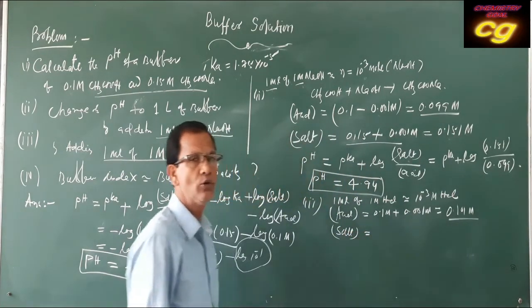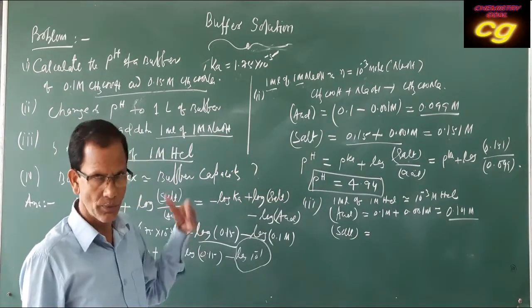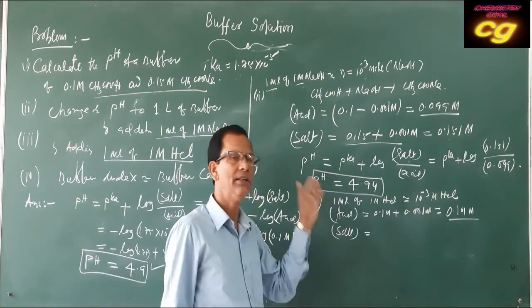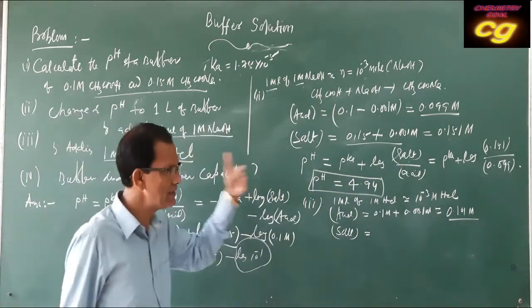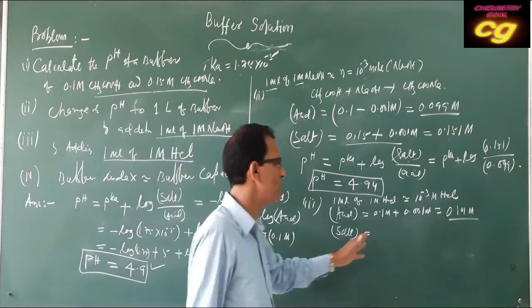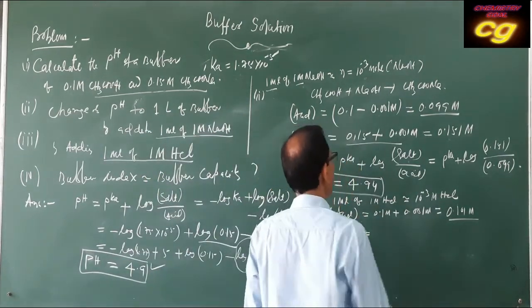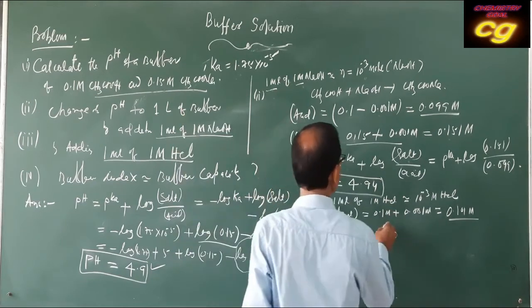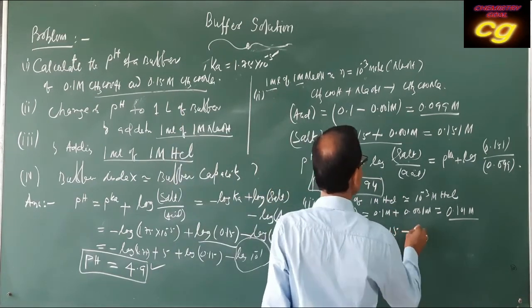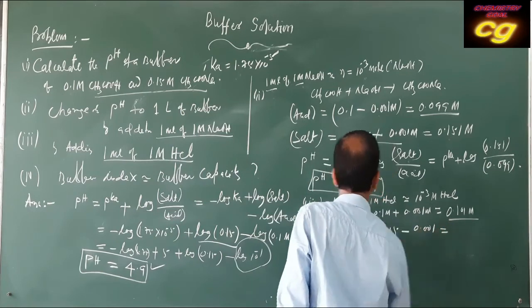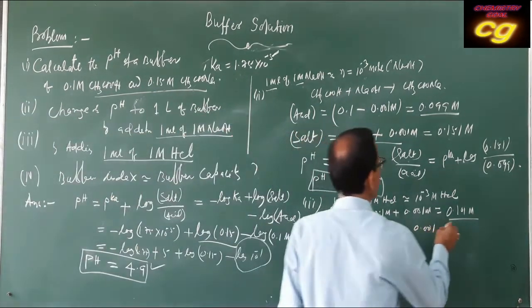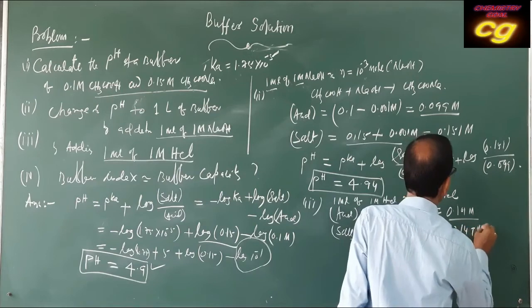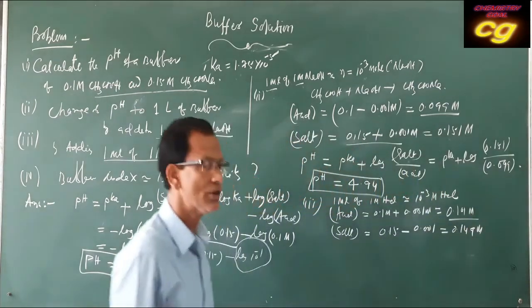And what will your salt concentration be? When acid is added to the buffer solution, as per the common ion effect, the dissociation will be decreased. Dissociation decrease means salt concentration will be decreased. Earlier the salt concentration was 0.15 minus 0.001. What is the result? 0.149. This is the salt concentration.